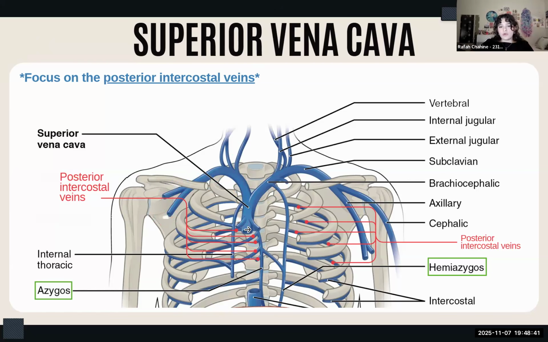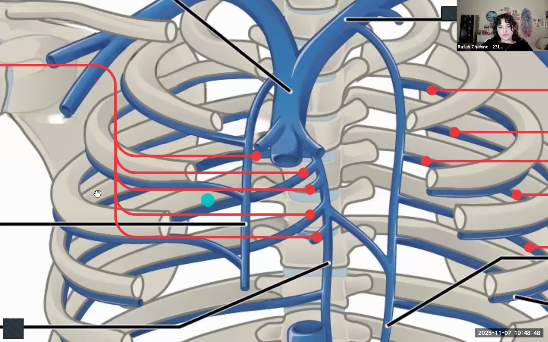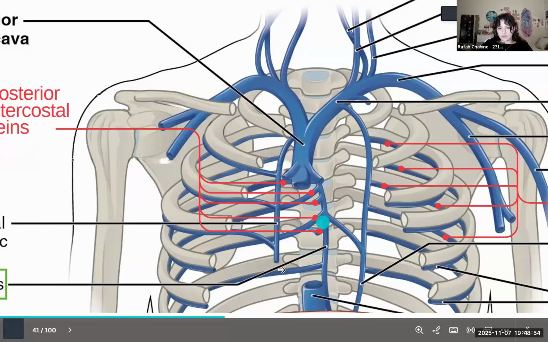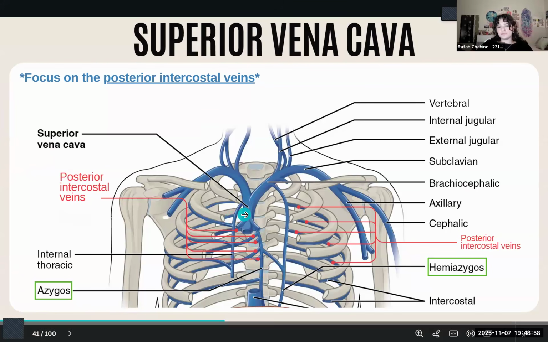Okay. Now, for the posterior intercostal veins, look at them, okay? Let's zoom closely. This is posterior intercostal vein. This is another one. This is another one. This is another one. They're all going to drain into this one vein. This one is called the azygous vein, okay? The azygous vein eventually drains into the superior vena cava.